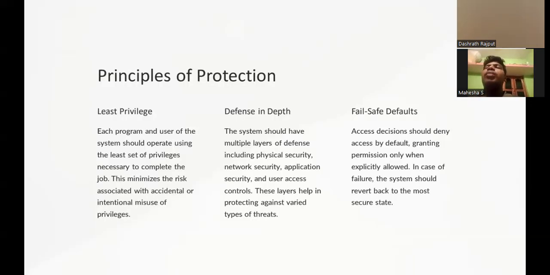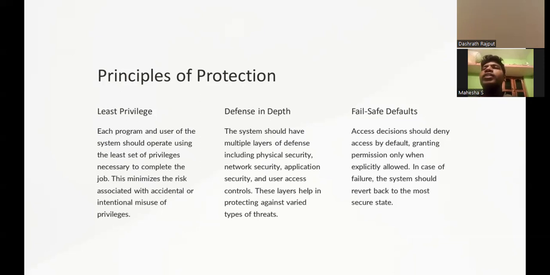Next, we have principles of protection. In the least privilege, each program and user of the system should operate using the least set of privileges necessary to complete their job. This minimizes the risk associated with accidental or intentional misuse of privileges.